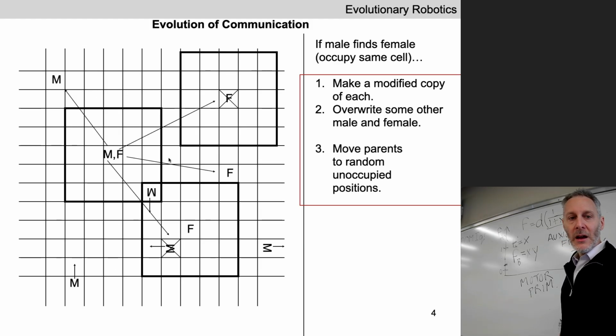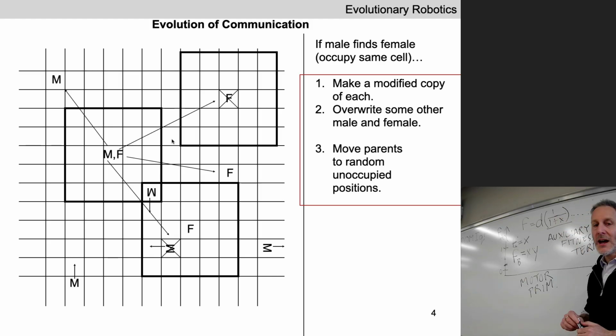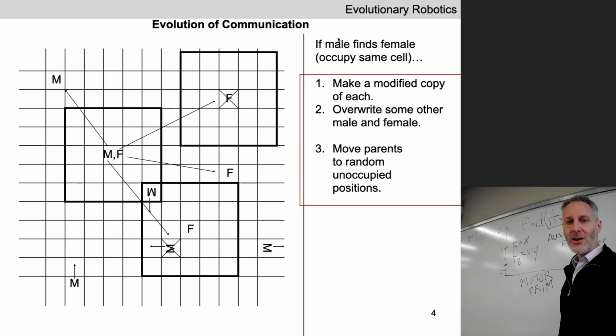I mentioned last time that we are going to see evolution in a moment, but this is a very different evolutionary algorithm from any we've seen so far. There is no fitness function in any way. The males are moving around, and if by chance a male happens to find a female, meaning the male moves into the same cell as a female, a reproduction event takes place.